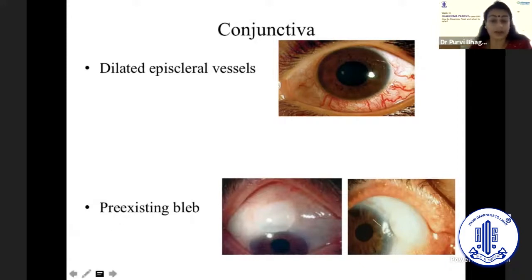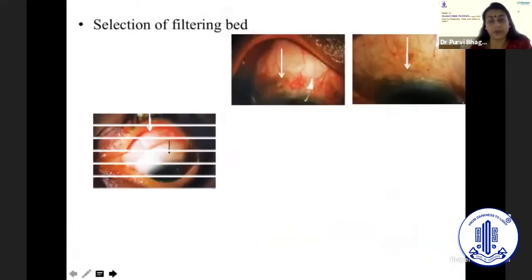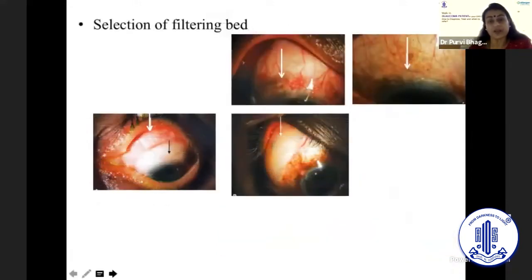And you might see a filtering bleb sitting there. It is also very important to examine the conjunctiva for your selection of filtering bed if you're planning to do surgery in these cases. And especially in vitrectomized eyes, those have buckle sitting there. It will be very helpful to pre-operatively decide where you're going to make your window.